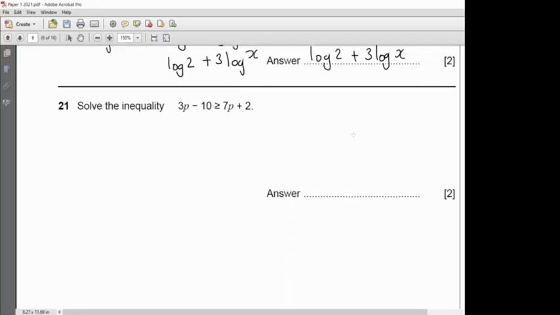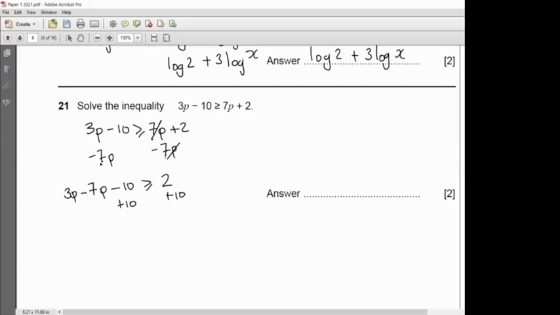Number 21, we have 3p minus 10 is greater than or equal to 7p plus 2. We have to solve this inequality. So we'd solve this pretty much the same way we solve an equation: the terms with p on one side of the inequality, and those without p on the other side. So I would subtract 7p on both sides. So I have 3p minus 7p minus 10, this is greater than or equal to, these two will cancel, 2, and then I would add 10 on both sides.